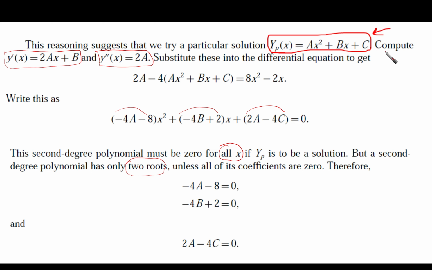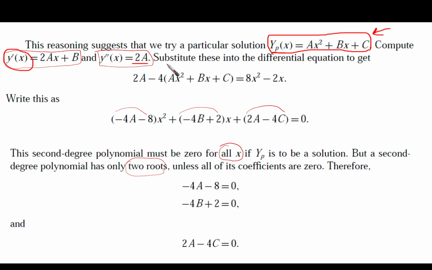Then we're going to compute. What we're going to do simply is take the derivative of this yp once and twice. So the first derivative and the second derivative, we're going to obtain, and then we're going to substitute back in the non-homogeneous equation. So we're going to obtain y prime, as you can see here, which is going to be 2ax plus b. This is the first derivative of this right-hand side. And y double prime, which is going to be 2a here.